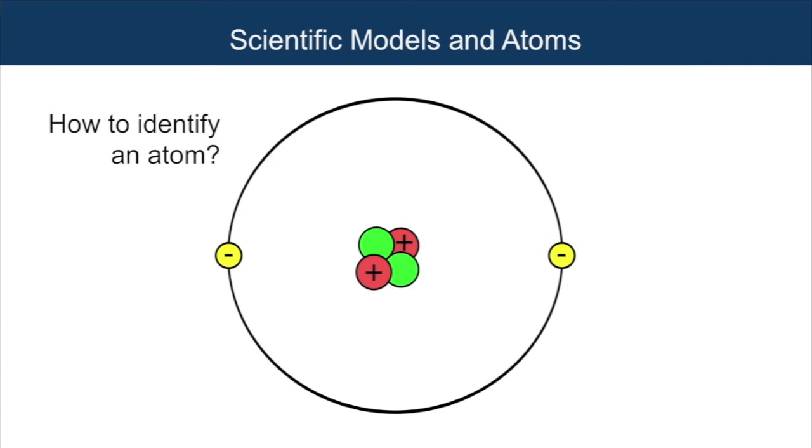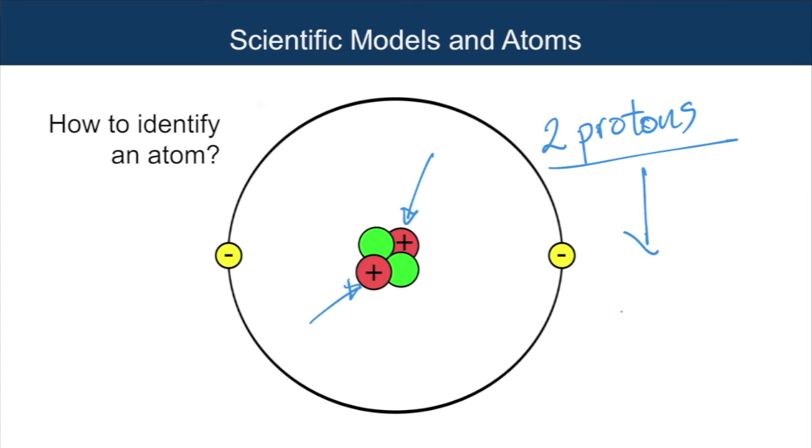And how do I identify an atom? Well, scientists classify atoms or elements according to the number of positive subatomic particles that they have. In this case, we see 2. So we can tell that this particular atom has 2 protons. And this is what we're going to use to identify our atom. We're going to use a periodic table because all known elements or types of atoms can be found inside of the periodic table.